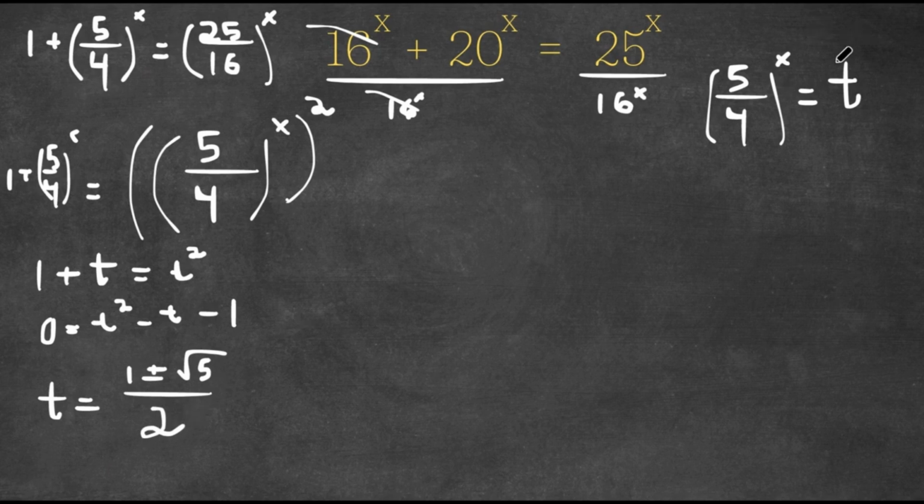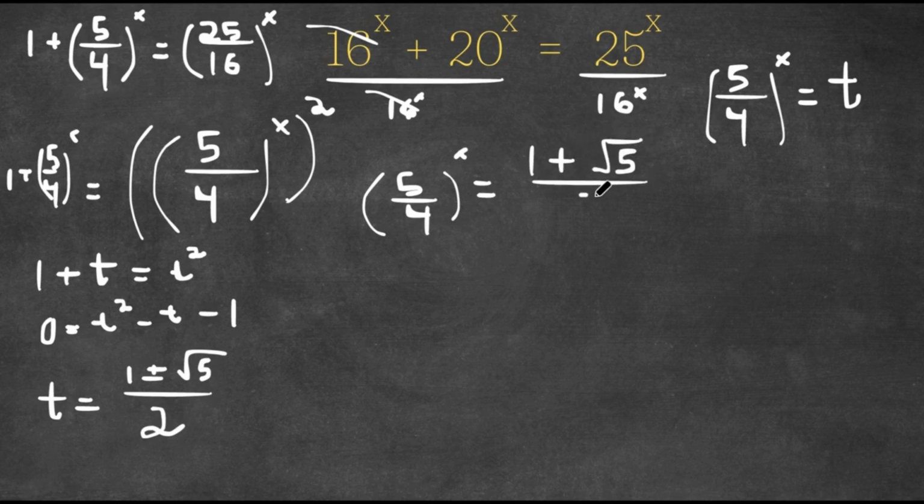So this means that we already have our value for t, 5 over 4 to the power of x. So this means that 5 over 4 to the power of x is equal to 1 plus the square root of 5 over 2 and 1 minus the square root of 5 over 2. So let's first do 1 plus the square root of 5 over 2. Now to solve this, I'm actually going to take the ln of both sides.